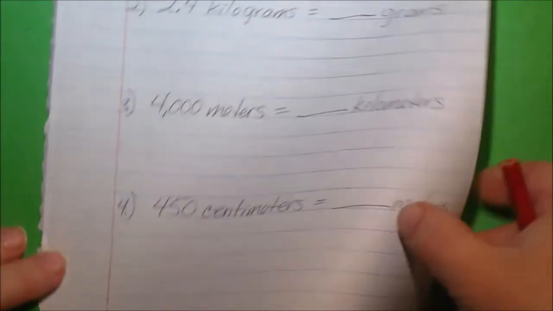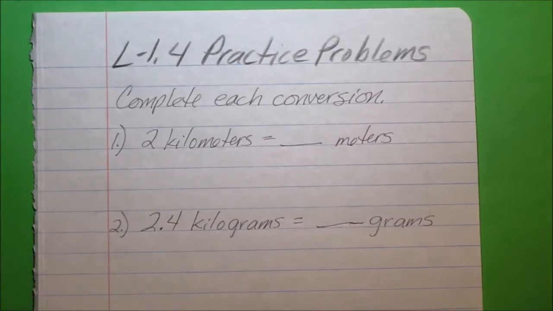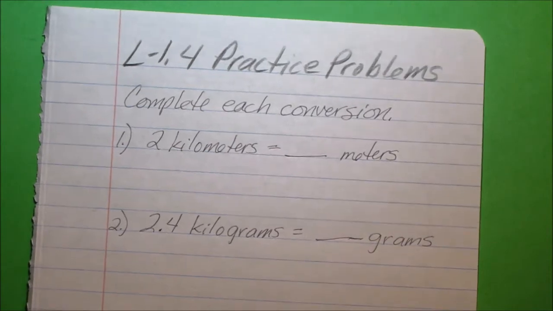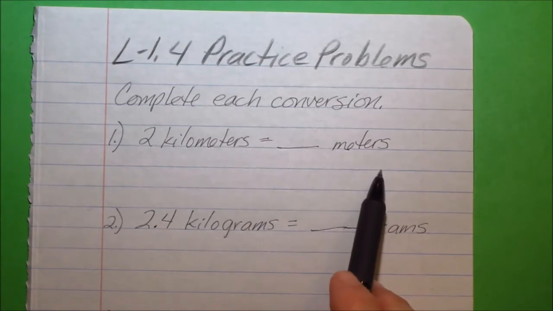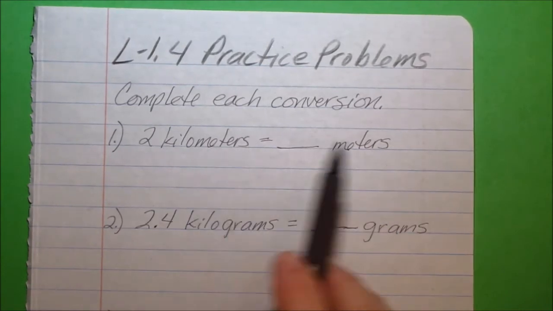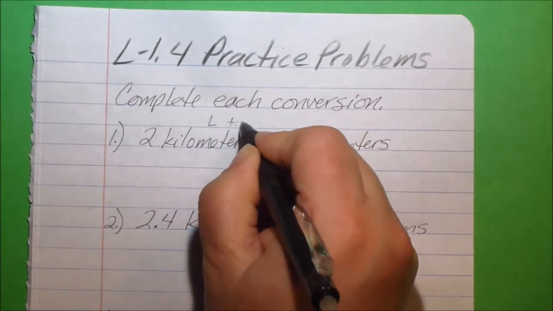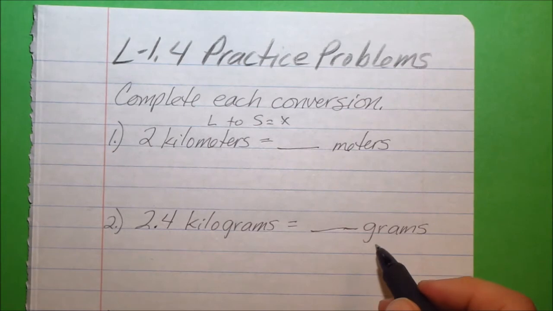All right, let's see how they're done. Okay, so step 1 is to figure out, well, am I going to go smaller? Am I going to be multiplying or dividing? All right, on problem number 1, a kilometer is larger than a meter. And if I'm going from large to small, I'm multiplying. So I'm going to write up here, large to small equals multiply. Okay, so I know I'm going to do that.